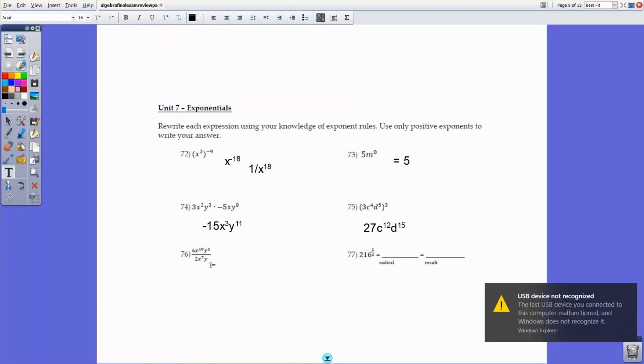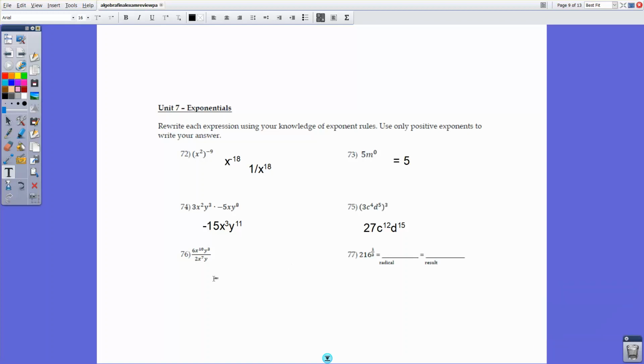For 76, we have 6x to the 10th y to the 2nd over 2x to the 7th y. So here we're going to use the quotient rule. We're going to have 3, because 6 divided by 2 is 3. x to the 10th divided by x to the 7th is the difference in the exponents, so it's going to be x to the 3rd. And then y to the 2nd divided by y would just be y.